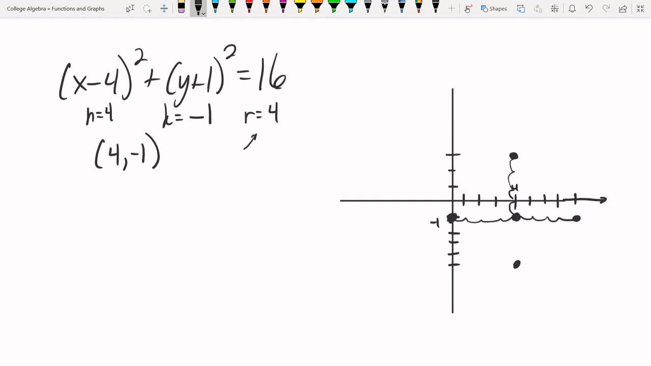My graph, of course, is bad. That's why you don't graph by hand. But you can see, if I can graph, to get kind of the shape here. That's what the circle would look like for this guy.